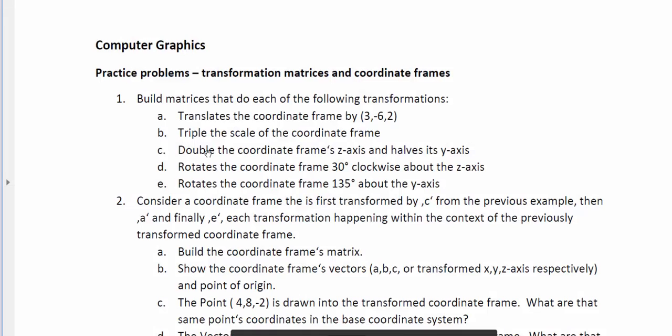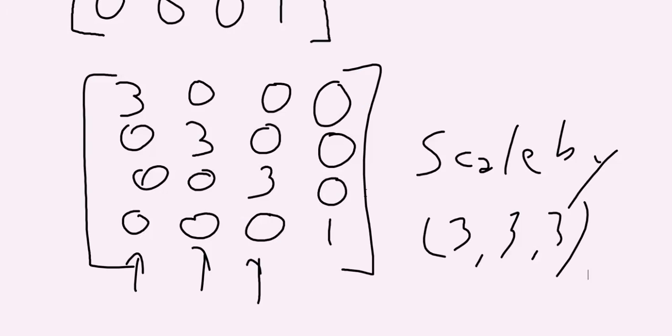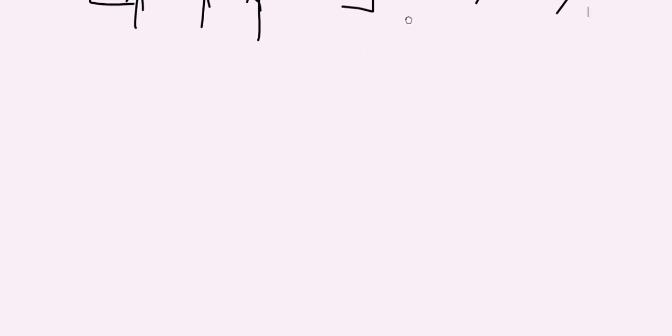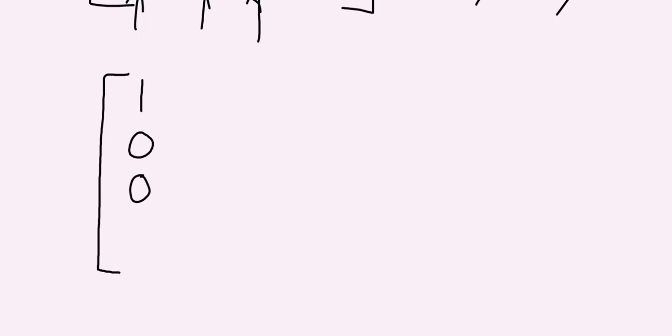So finally, a matrix that doubles the coordinate frame's z-axis and halves its y-axis. Whatever the coordinate frame before is, we want to make a matrix that, if applied to it, will double the coordinate frame's z-axis and halve its y-axis. So we'll build a matrix that looks like this. The x-axis is supposed to be unchanged. So 1, 0, 0.